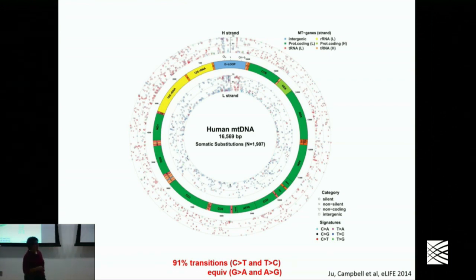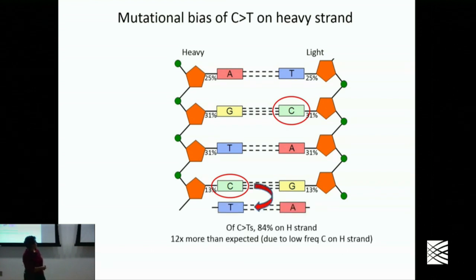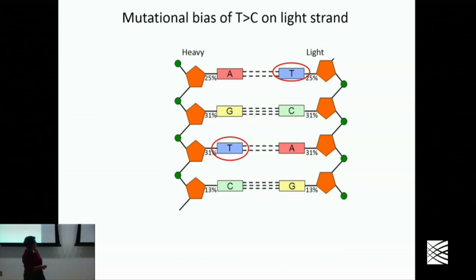But then they noticed this gigantic strand bias. So most of the mutations are C to T, or T to C. But of the C to Ts, 84% of them are on the heavy strand. Remember, the heavy strand is the one that has most of the coding genes. So in general, the heavy strand has fewer Cs, that's why it's the heavy strand, but more of them are mutated. So there are 12 times more mutations on this one strand compared to the other than you would expect by chance. And similarly, of the T to C mutations, they're mostly on the light strand.